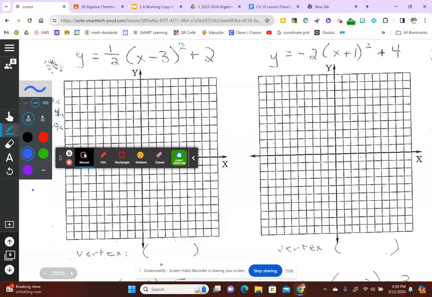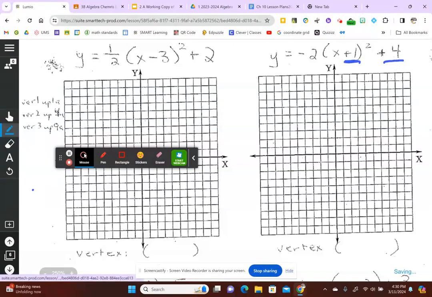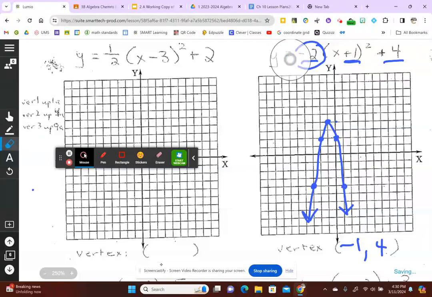So for the next one, my vertex is going to be (-1, 4). So I go to -1, 1, 2, 3, 4. It's going to be facing downward, and a is -2. So I go over 1, down 2, over 2, down 8. And now I'm done. Very quick, right? Okay, let's look at the next one.